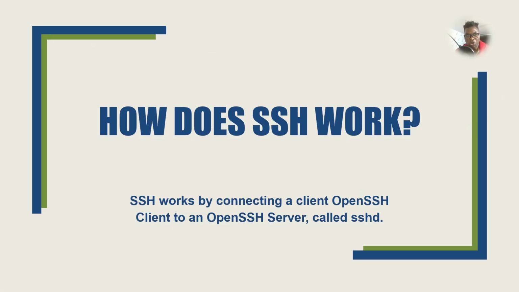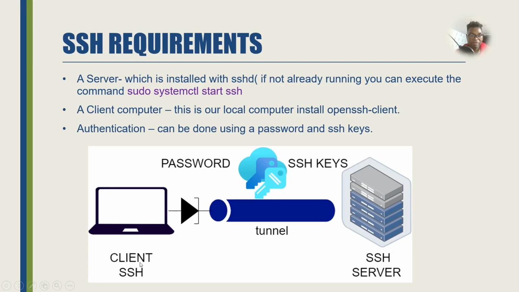How does SSH work? SSH works by connecting an OpenSSH client to an OpenSSH server called SSHD. We have a client, which is a computer installed with SSH so that it can send SSH requests. The server on the other end has to be installed with SSH so that it can listen to these requests from the client.